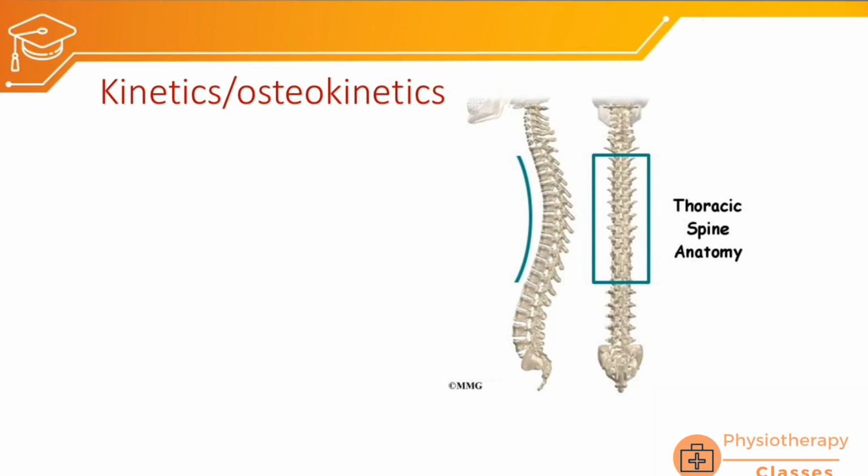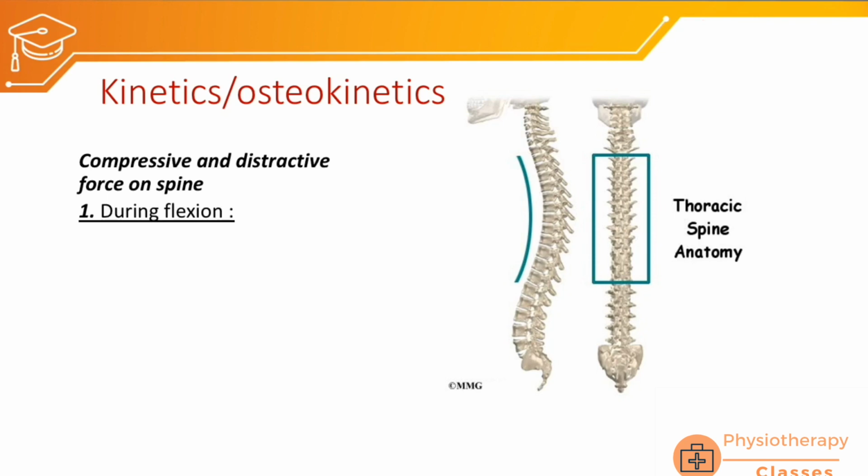Hello everyone. Welcome to Biomechanics class. Last class we discussed the arthrokinematics, osteokinematics and some anatomy of the thoracic spine. So today we'll discuss kinetics or osteokinetics, that is the compressive and distractive force acting on the vertebral spine, especially the thoracic vertebral spine. So during flexion, which part of the thoracic vertebral spine is compressed and which part is getting elongated?